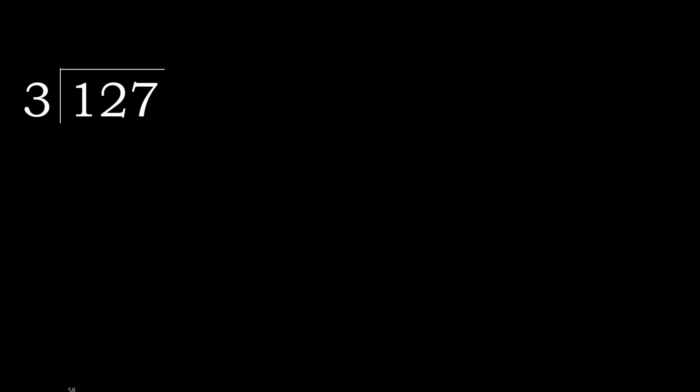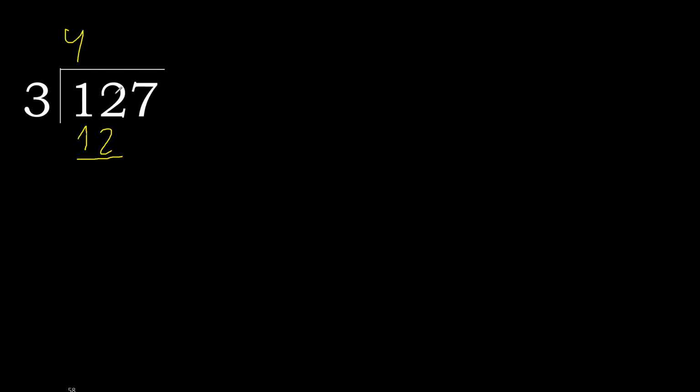127 divided by 3. 1 is less, therefore take the next digit. 12 is not less, therefore we work with 12. 3 multiplied by which number is nearest to 12, but not greater? 3 multiplied by 5 is 15. 15 is greater. Multiplied by 4 is 12, which is not greater.